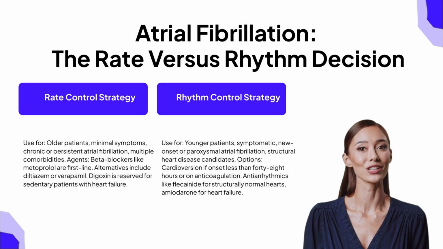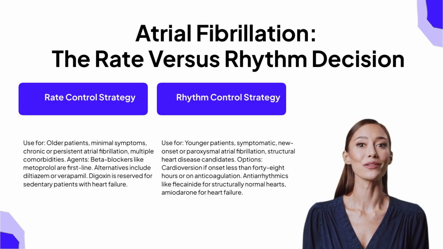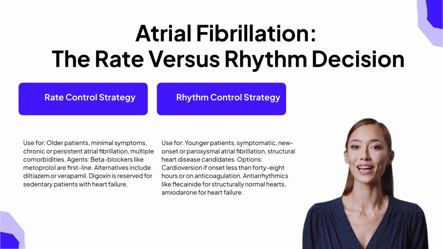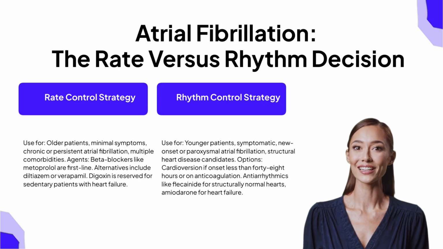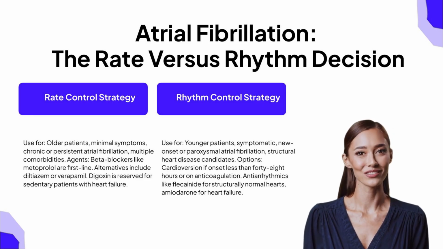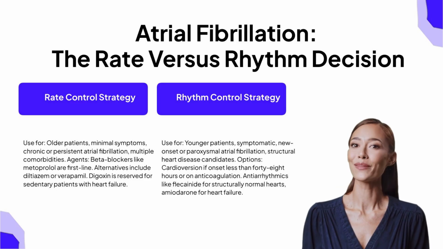Rhythm control is for younger patients who are symptomatic, those with new onset or paroxysmal atrial fibrillation, and candidates for structural heart disease intervention. Options include cardioversion if onset is less than 48 hours, or the patient is on anticoagulation, and antiarrhythmics like flecainide for structurally normal hearts, or amiodarone for heart failure patients.